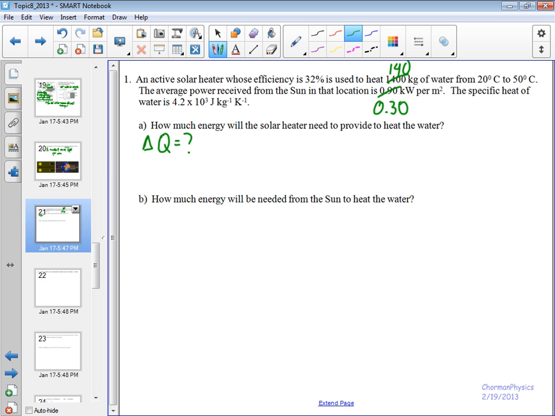So what we're looking for is our delta Q. Okay, we know the mass of the water, we know the specific heat of the water, and we know the delta T of the water. All right, it's going to be positive 30 degrees Celsius. And let's see here, the specific heat, 4.2 times 10 to the third joules per kilogram per Celsius. All right.